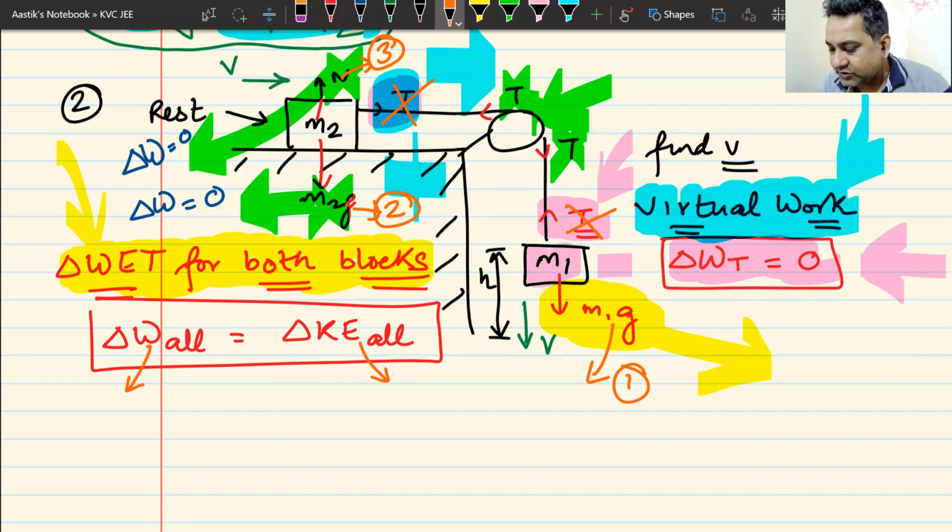Can you now solve the question with whatever description and information I have given you? I'll give you a minute. If you can write the equation now, you will get the answer straight away. One minute. If you have any problem, please ask.